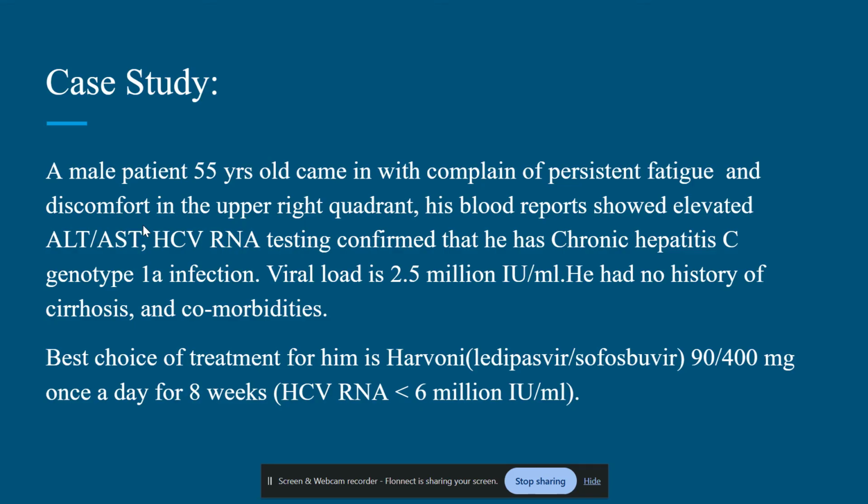For him, the best choice of treatment would be Harvoni, that is ledipasvir 90 mg and sofosbuvir 400 mg once a day for 8 weeks. For 8 weeks, because his HCV RNA is lower than 6 million IU per ml. If it's more than 6 million IU per ml, we will prescribe it for 12 weeks. Now I will tell you why.